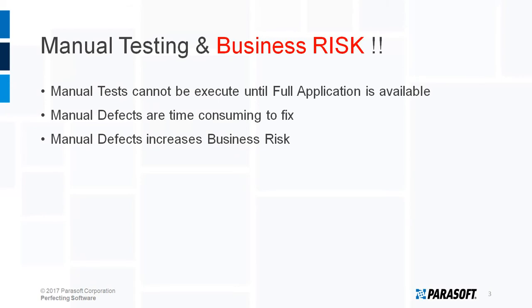Manual testing cannot be executed until a full application is available. When a defect is discovered through manual testing, the application needs to be torn apart to fix the defect and reassembled before testing can continue. And it's often too late to find and fix a defect during the manual testing phase, and it increases the business risk sprint by sprint.